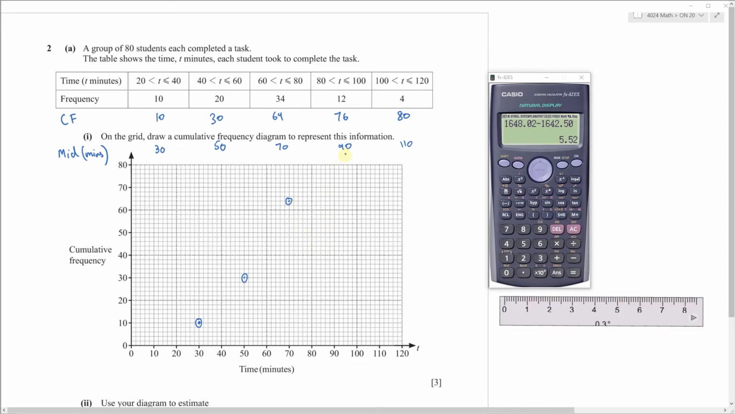Then you have 90 and 76. And then 110 and 80. So 110 and 80 will be this. So let's try to join them through a smooth curve.